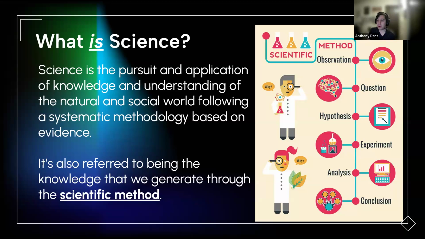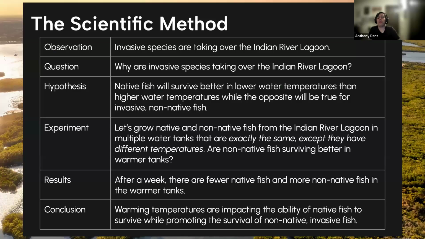There are different portions of the scientific method, and they are broken down in these different ways. So we'll just start with the different portions of them: starting with an observation, question, hypothesis, experiment, results, and conclusion. Now, let's break this down into what each of these individually may mean.